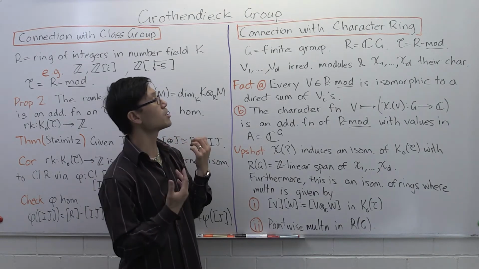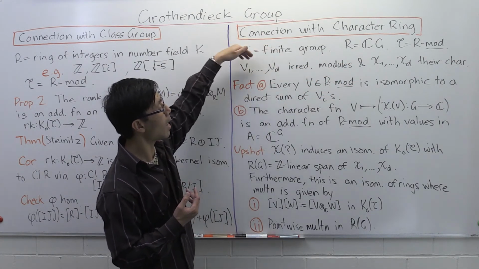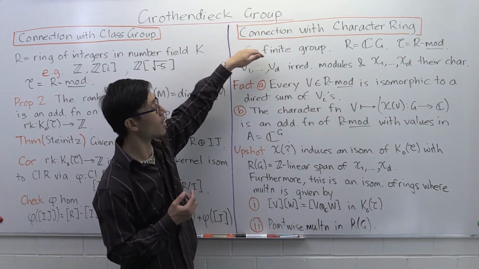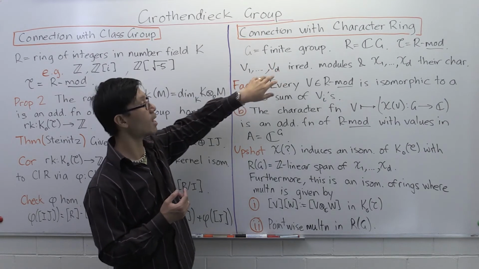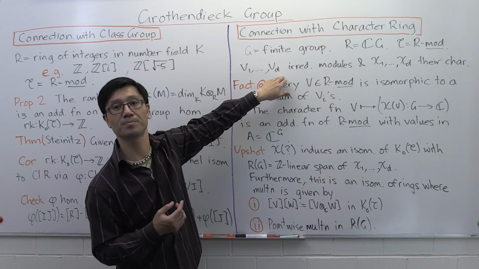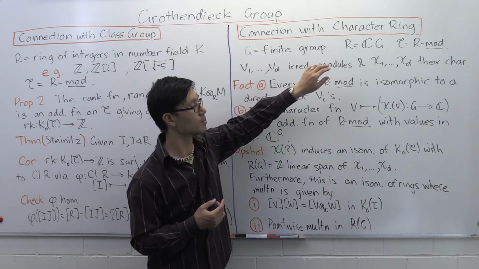Okay, so let me just remind you of some theory of group representations. Firstly, the isomorphism classes of these R modules. If it's a finite dimensional R module, you can break it up into a direct sum of irreducibles, and there's a finite number of them, let's say d of them. Okay, so V1 up to Vd, they're going to be the irreducible modules.